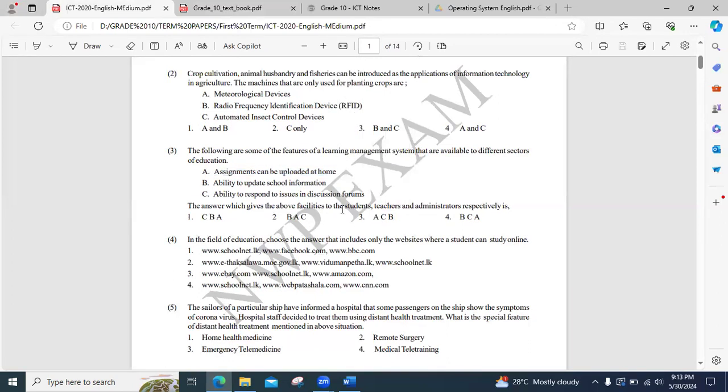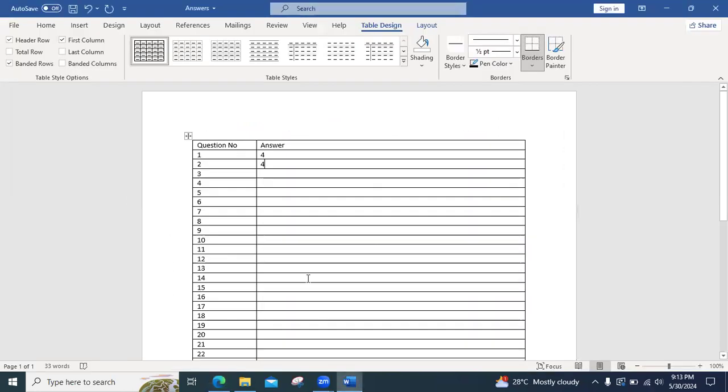Right. Second one, teachers, what can they do? Teachers are able to respond to the issues in the discussion forums. So in the discussion forum, they can support the students. So C. Ability to update school information, that is updated by the administrative staff. So the answer for the third question will be 3.